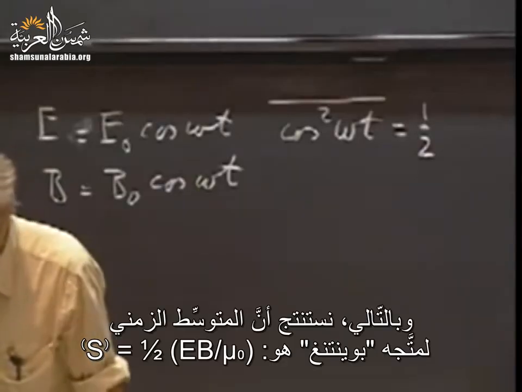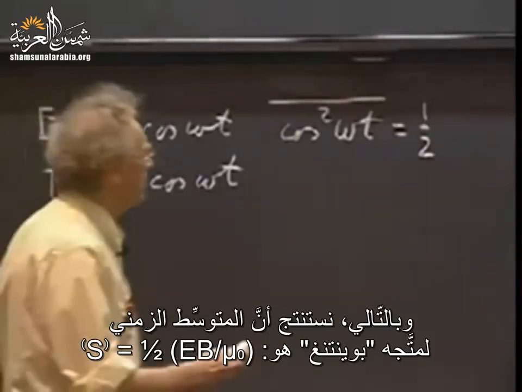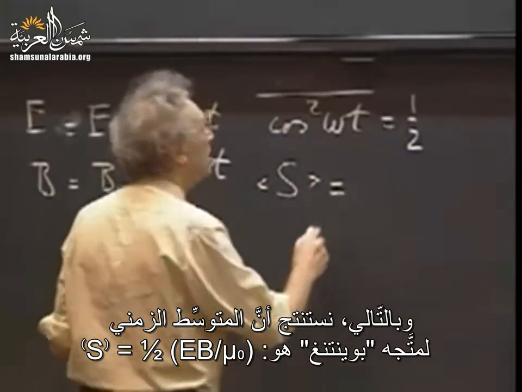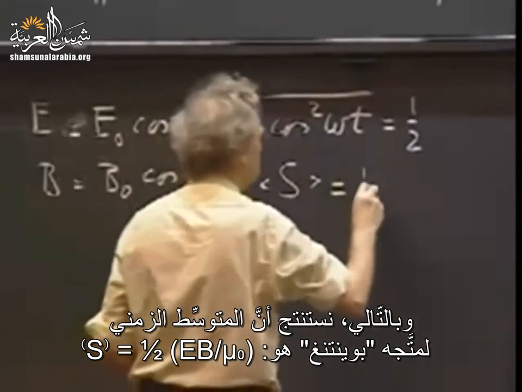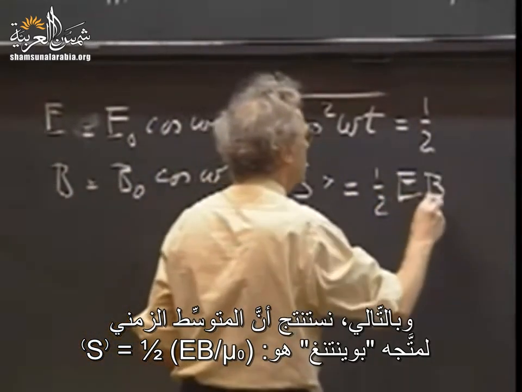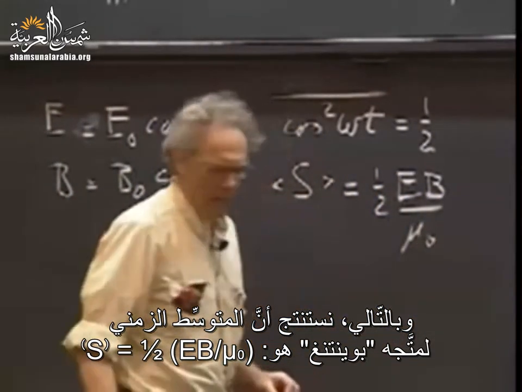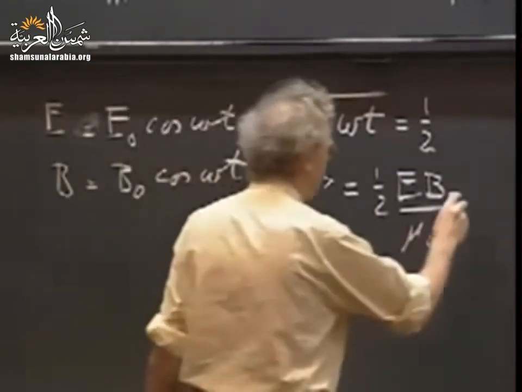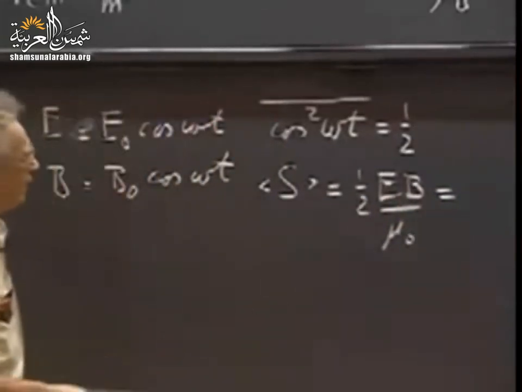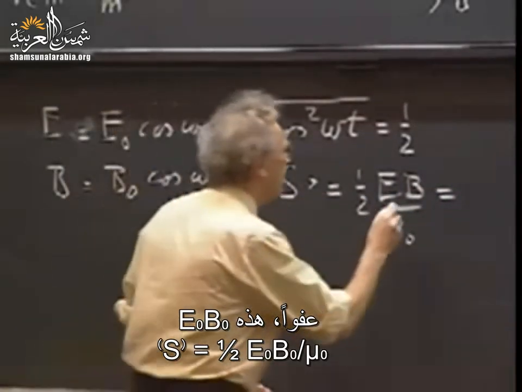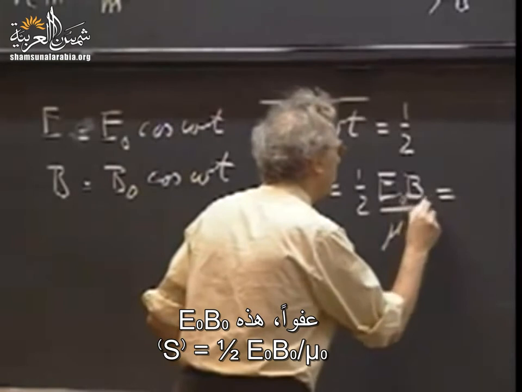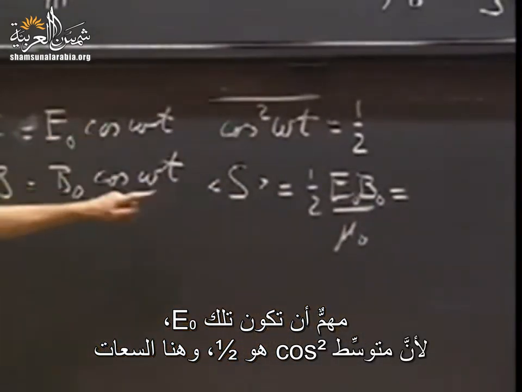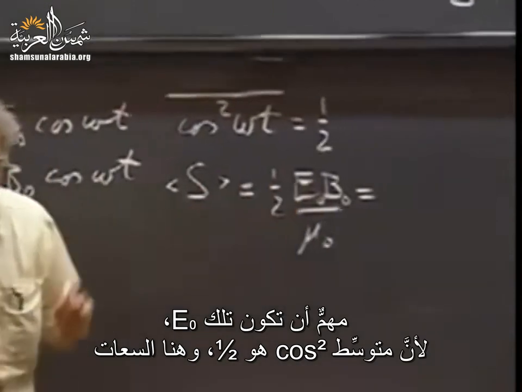And so we can conclude then that the average value of the Poynting vector, time averaged, is 1/2 EB divided by mu 0, for which you can also write 1/2... Oh, by the way, this is 1/2 E0 B0. It's important that you have the E0 because the cosine square average is 1/2. So here are the amplitudes.